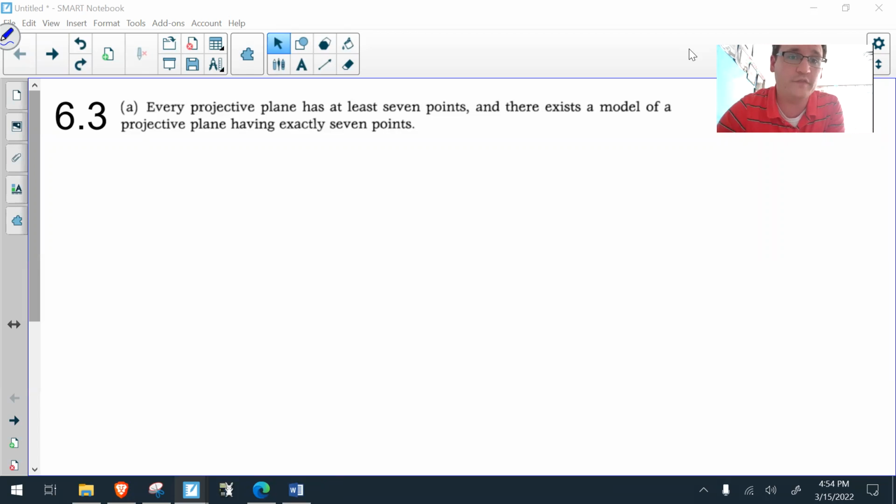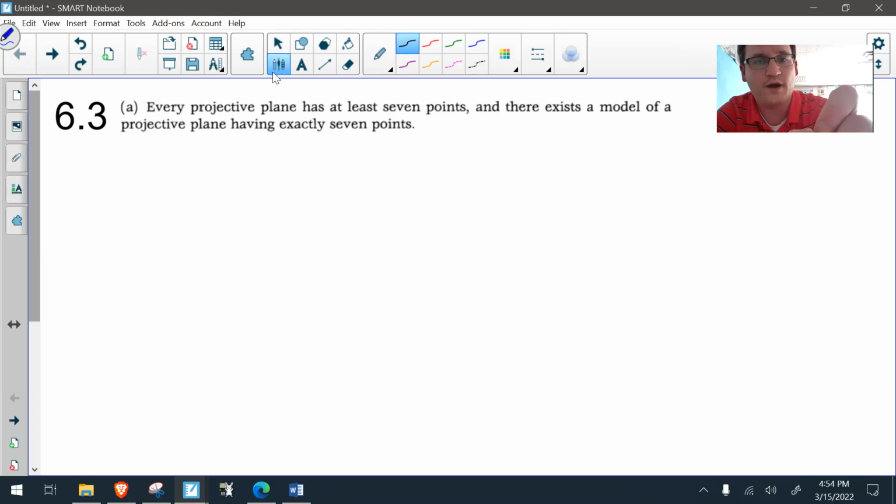So what we want to do on this one is show that every projective plane has at least 7 points. What we're going to do is use the axioms to build up to the 7 points, to show there's a minimum of 7. And I'm going to show that using a proof by contradiction in the second part of this.